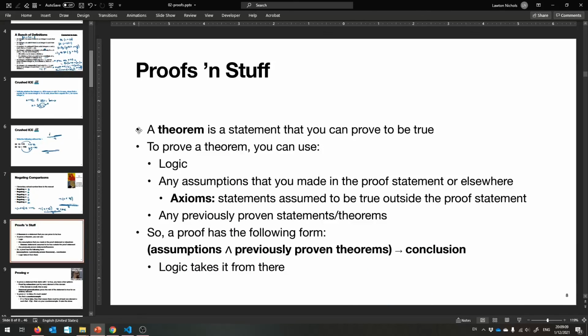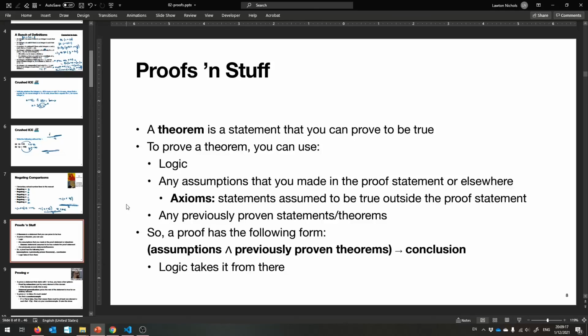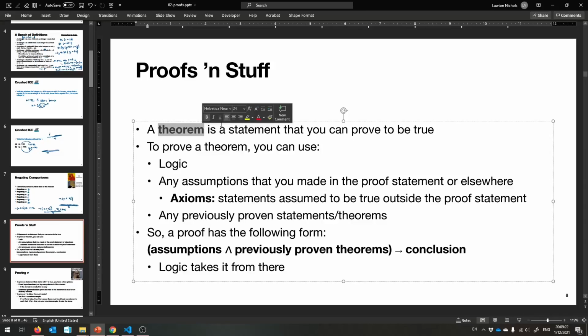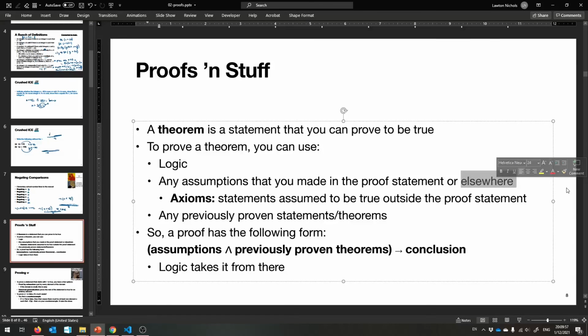Now a few fancy terminologies that we've also seen a little bit already. Let's talk about how to actually do a real proof. A theorem is a new term. It's a statement that you can prove to be true. It's something that you're asserting, something that you want. Like theorem, all pigs fly. I'm about to prove this to you when you say the word theorem. To prove a theorem, we have one tool already: logic. And you can also use any of the assumptions that you made in the proof statement. You can also use some assumptions that you make outside the proof statement if you do it carefully.